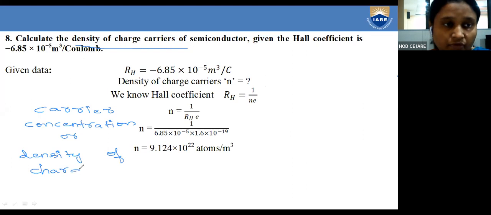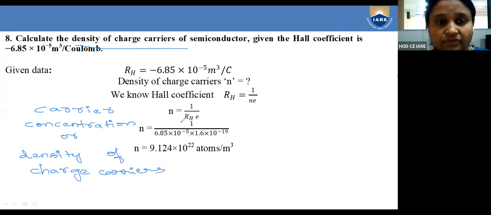We know the value of the Hall coefficient, and one thing, students: here the Hall coefficient value is given as negative. Are you able to see the Hall coefficient value? It is given negative. What does it indicate?